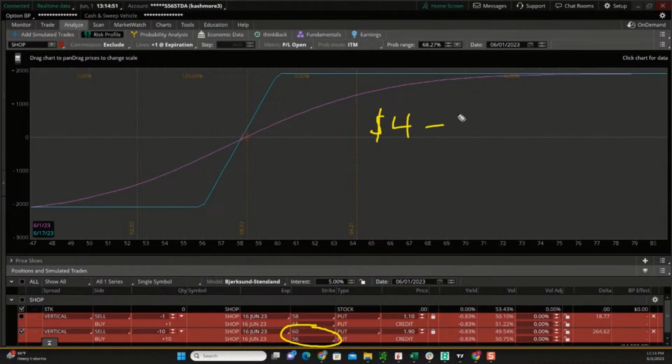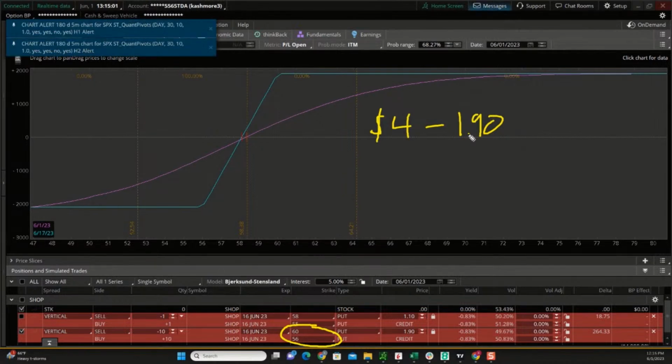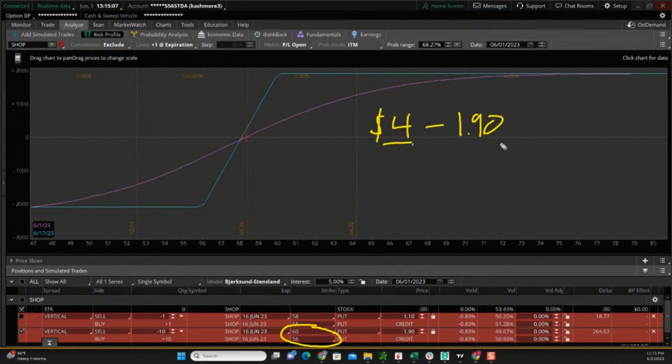Credit received is 190. So our max profit at this current moment is $1.90, which is $190 per one contract. So our risk is simply going to be 4 minus 1.90. That equals 210. So that's pretty close to a 1-to-1, but the trade-off here is your break even is directly behind us. So things can just go sideways to up for 15 days and you'll be okay. So risking 210 to make a profit of 190. All right, so that's just a good little rule of thumb if you want to balance it out.